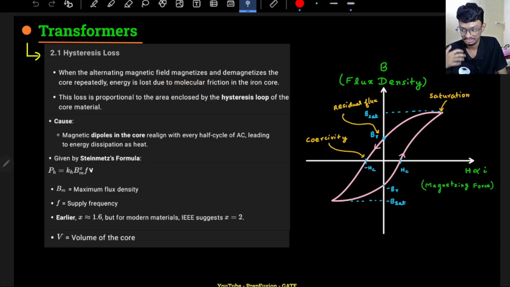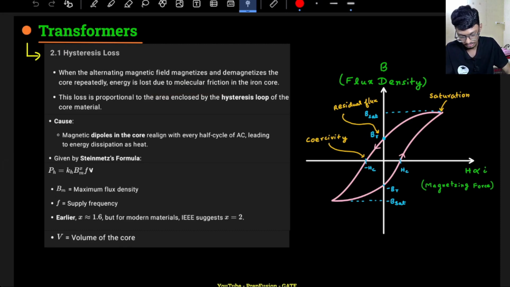magnetizes and demagnetizes the core, there is repeated changing of the flux in the core. Due to that, there is realignment of the dipoles. Due to that, there will be friction between the dipoles. Due to that, there will be losses. That is known as the hysteresis loss.